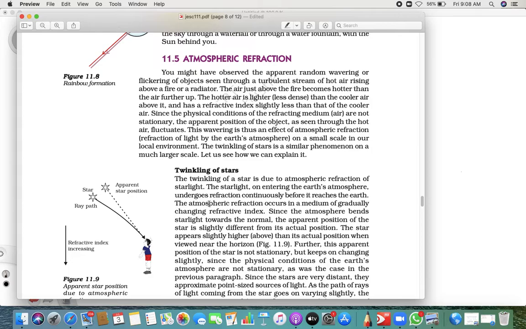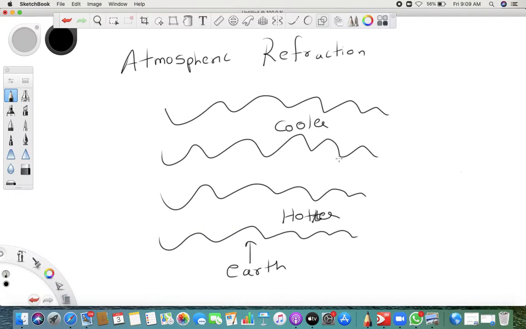So this is what they are trying to teach you, that the twinkling of the star is because of atmospheric refraction. Understand, this is a very important question. So twinkling of the star is because of atmospheric refraction, right? Now the starlight, on entering the earth's atmosphere, undergoes refraction continuously before it reaches the earth, right? So before it reaches the earth, continuous refraction happens. Why?